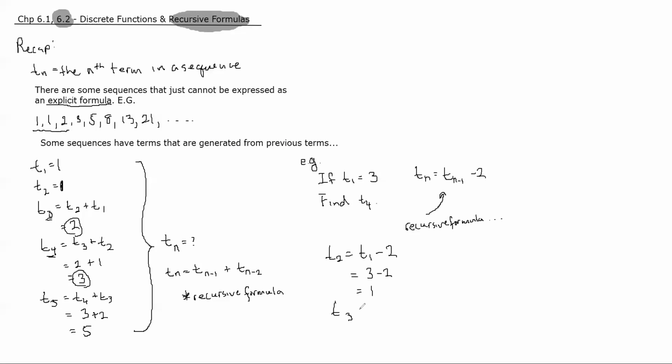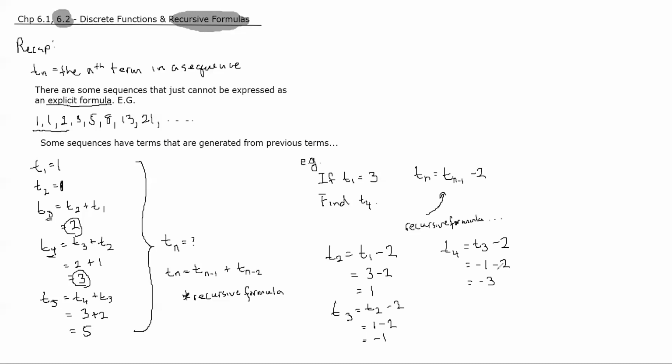T3 is equal to T2 minus 2. What's T2? 1. Great. That means T4 is T3 minus 2. And what's T3? Negative 1. Negative 1 minus 2. There it is. Done.